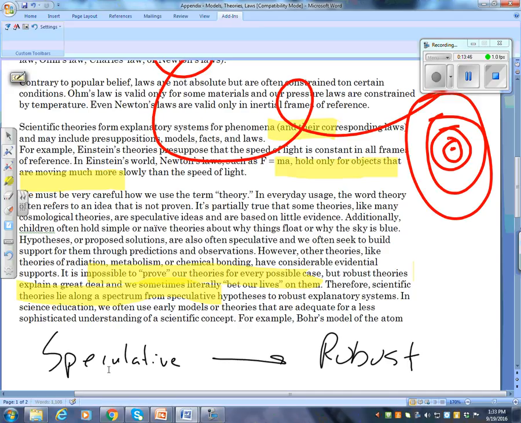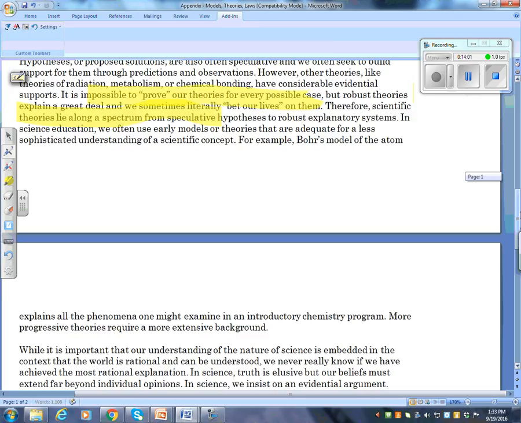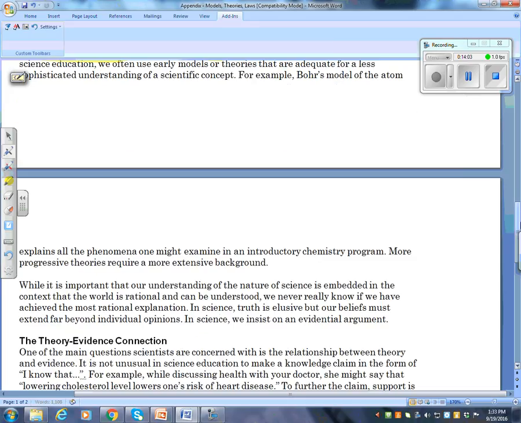Right? Okay. Now, last little sentence there, and I really wish it was on the next page. In science education, we often use early models of theories that are adequate for a less sophisticated understanding of a scientific concept. For example, Bohr's model of the atom turns out to be, well, not really true. Big lie. You don't know how many times he lied to you.